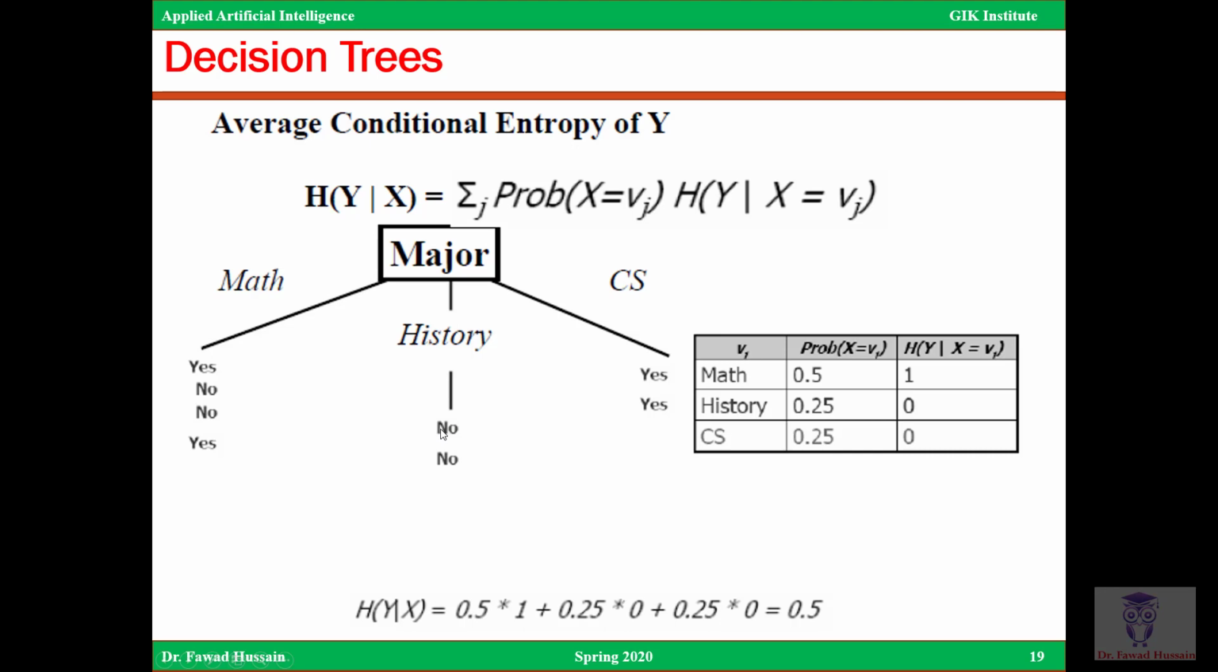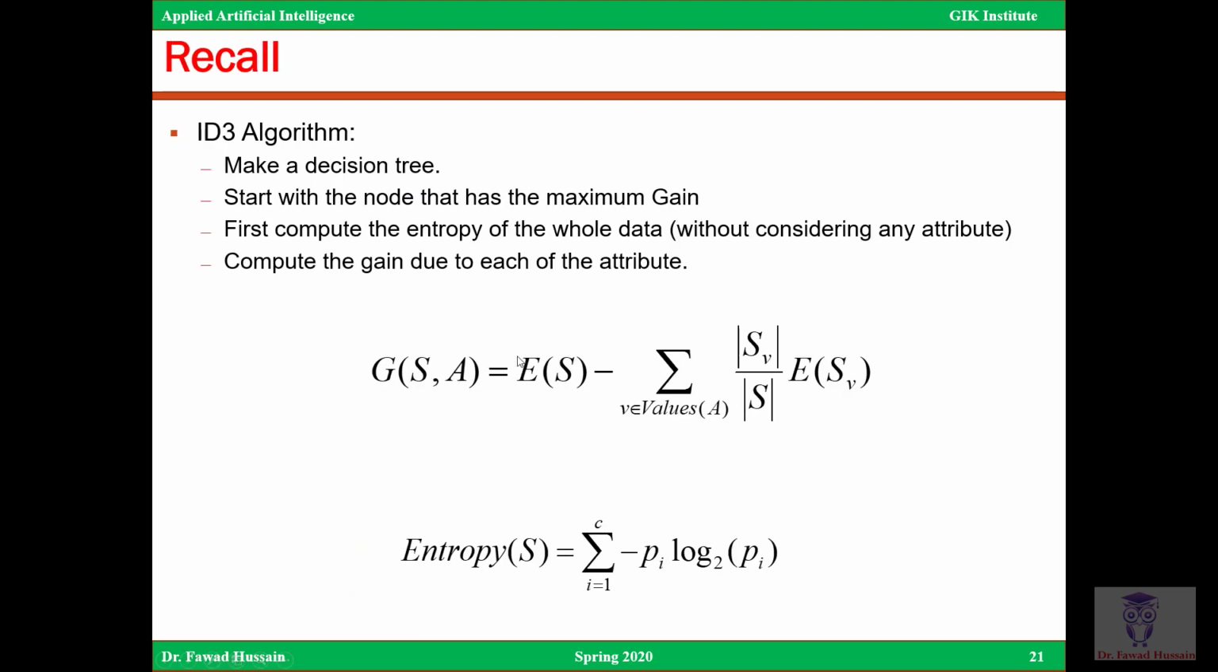For history, the probability is 2 by 8, which is 0.25, and since it is uni-label, only one class in here, we have an entropy of 0. Same goes for CS, we have an entropy of 0. To combine, we have the probability multiplied by the entropy. You multiply these values and sum them to get the entropy of the attribute major. So this is the formula in a generic form. S of V is the value. In our case, it was math, history and CS, so 3 possible values. We calculated the probability and multiplied it with the entropy of that value.